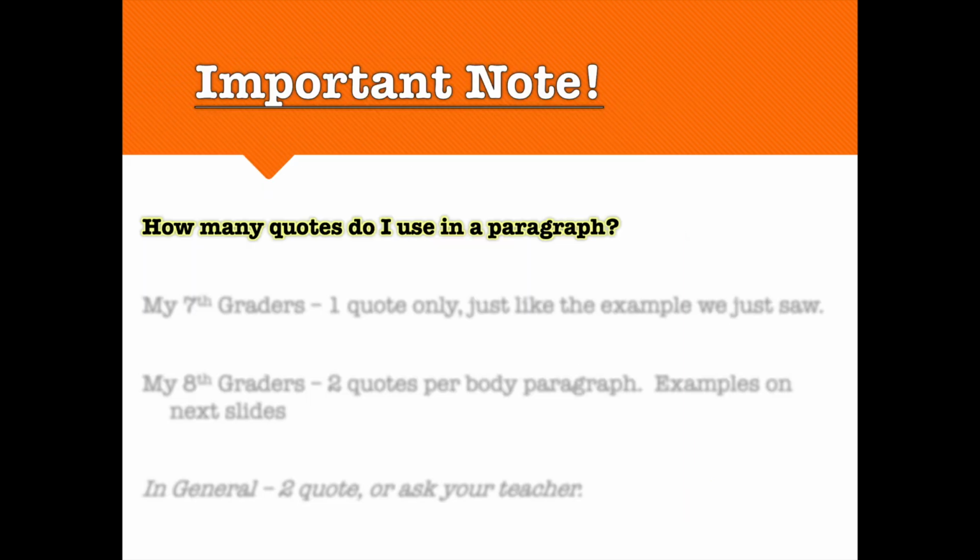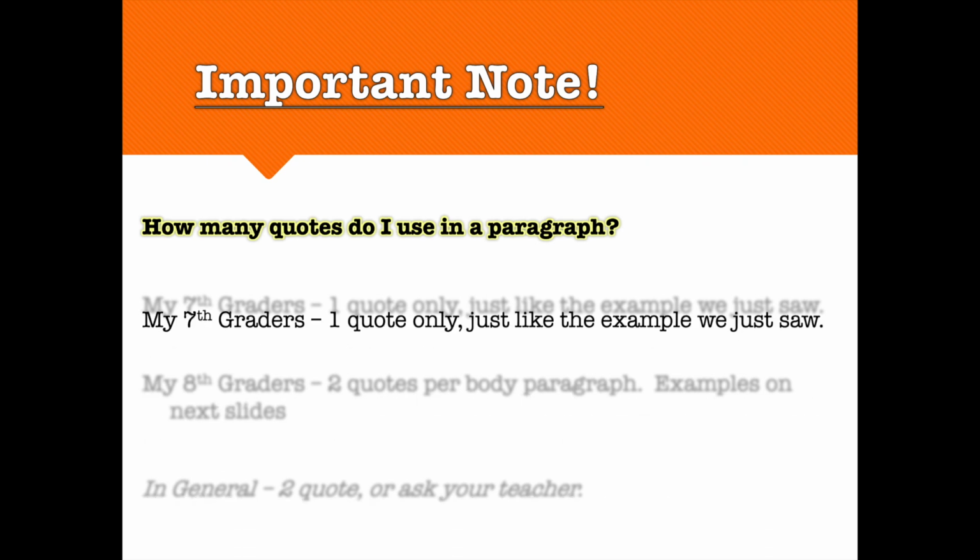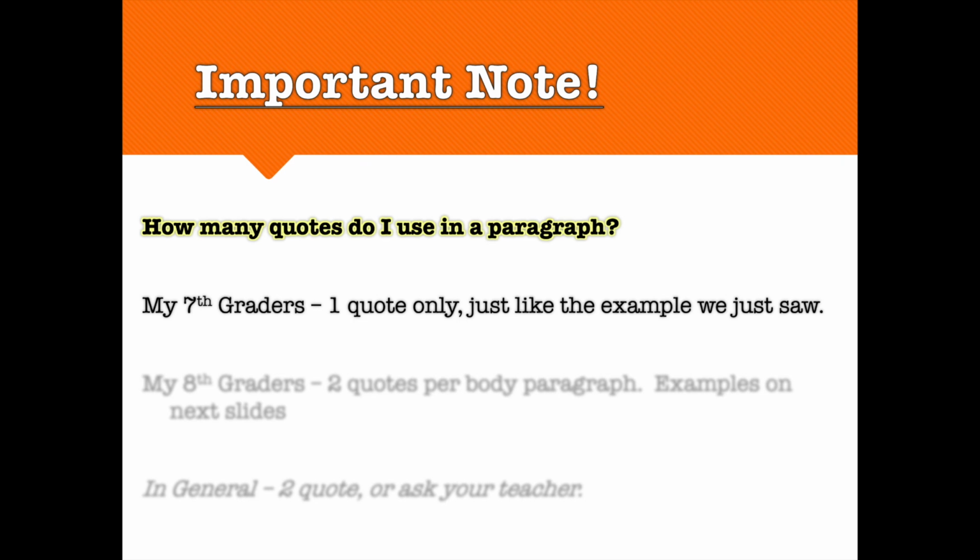This is an important note to my students who currently have me in class during distant learning and possibly in the future. A lot of students will ask, how many quotes do I use in a paragraph? My 7th graders, when it's your turn to write your body paragraph, it is 1 quote only, just like the example we just saw. So when you color code your body paragraph, it should be green, yellow, pink, green. Only 1 quote for 7th grade. That's all I need from you guys, and that is appropriate for your grade level.